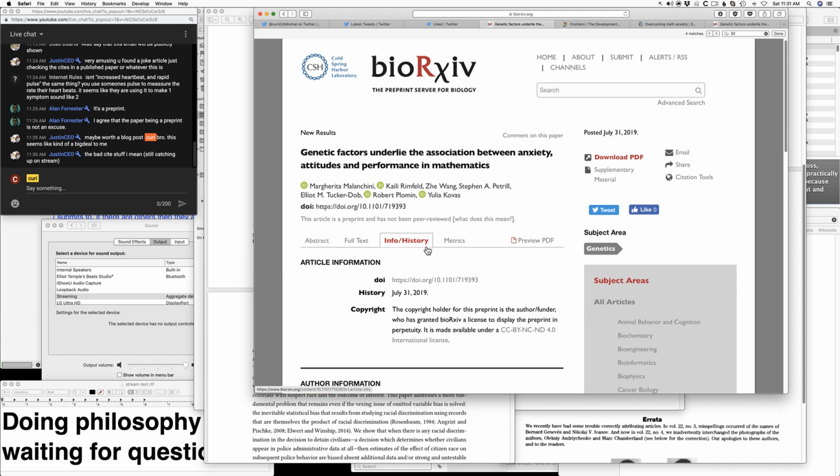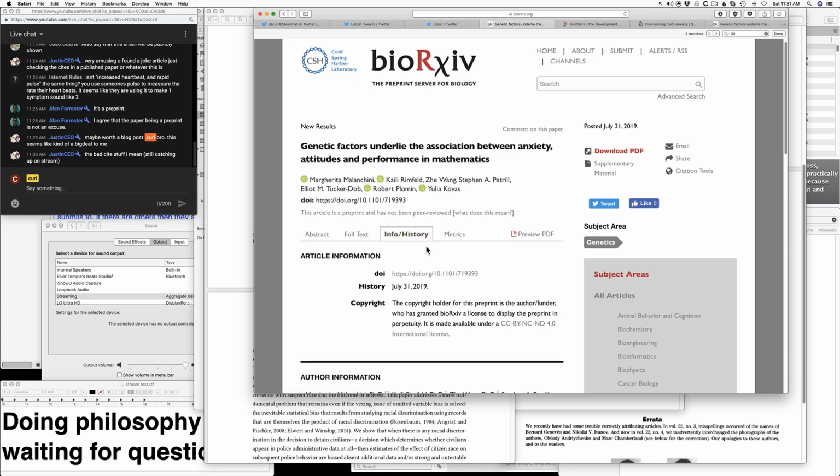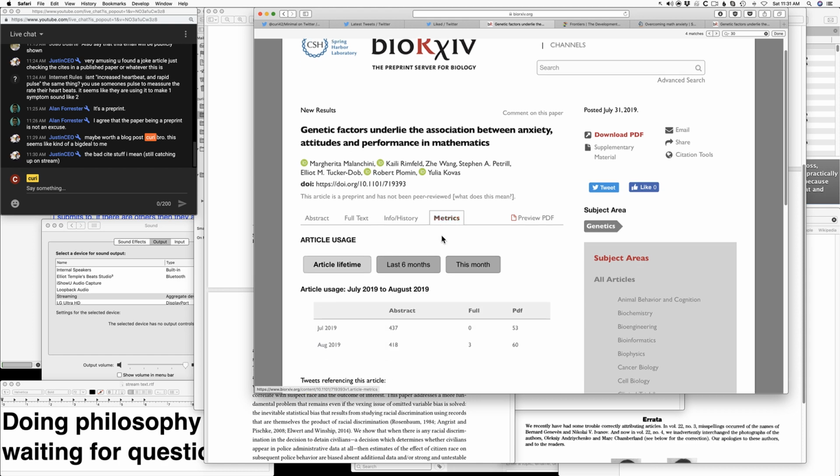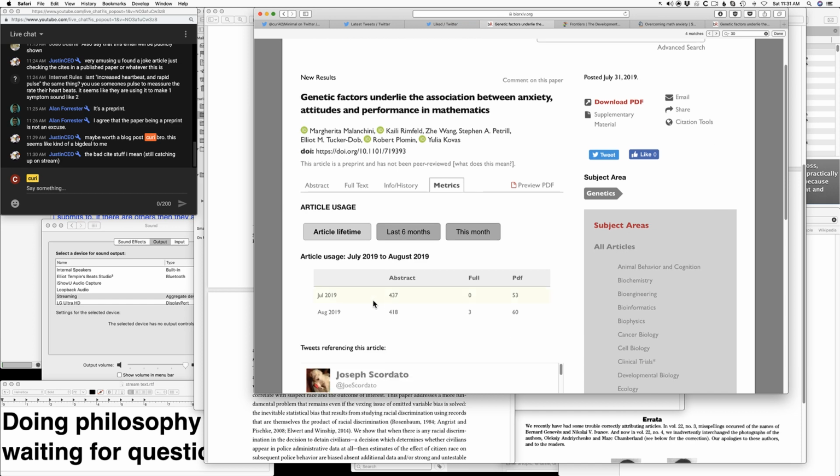They have different buttons here. Article usage. Okay, so they've had... Wait, seriously? So 850 people have gone to the article, of which 3 of them have clicked through to the full text page that I was reading. Although, admittedly, over 100 clicked through to the PDF.